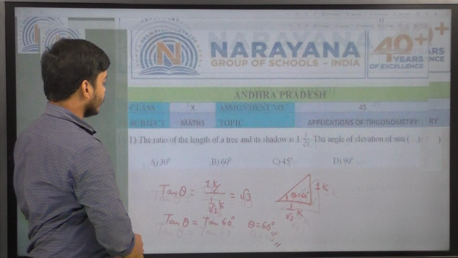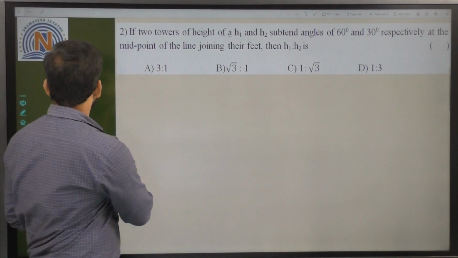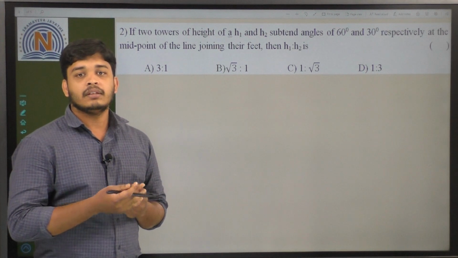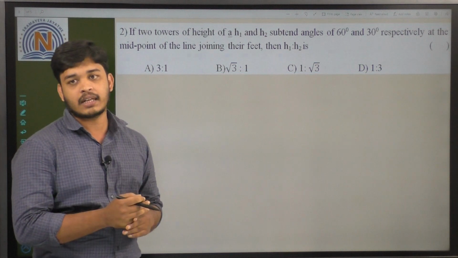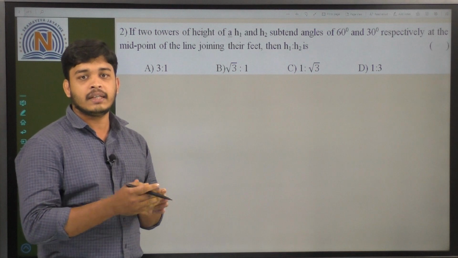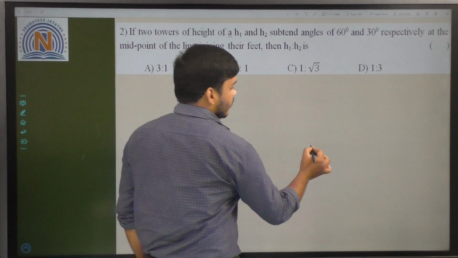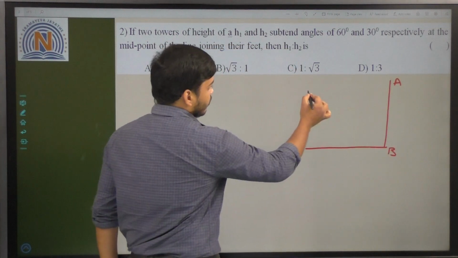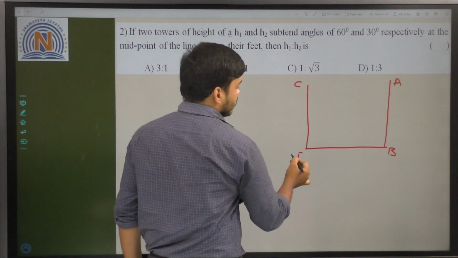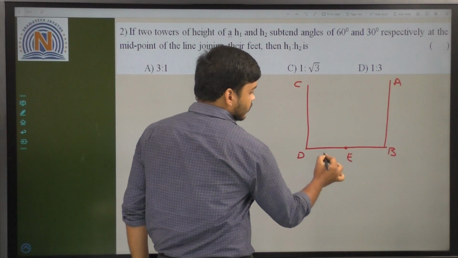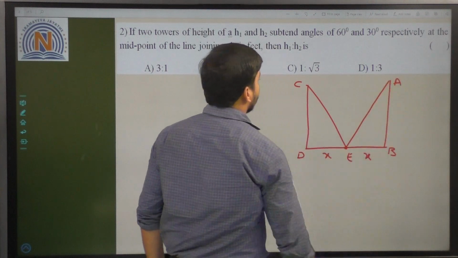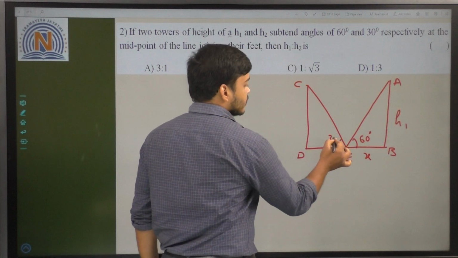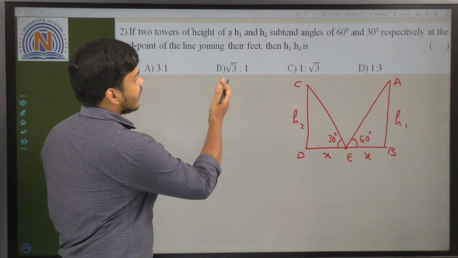Coming to the next problem. Two towers of height H1 and H2 subtend angles of 60 degrees and 30 degrees respectively at the midpoint of the line joining their feet. Then H1 is to H2, he is asking. For example, AB is the height of one tower and CD is the height of the other tower. There is a midpoint E, so this is X and this is also X. The angle of elevation at C is 60 degrees, the height of the tower is H1, and this is 30 degrees and the height of the tower is H2. Now he is asking H1 by H2.